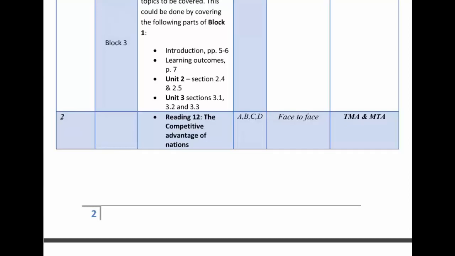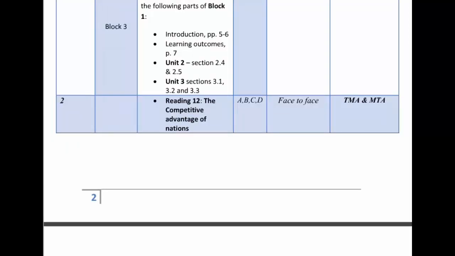If you have time, I will be very grateful to you if you read all the sections in general, but focus on those sections that are listed in the course calendar.